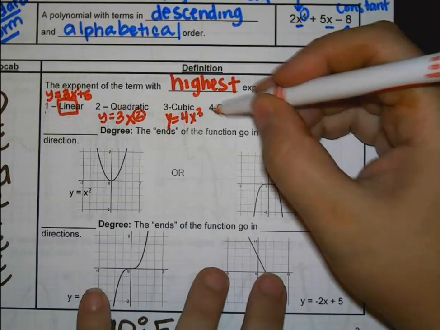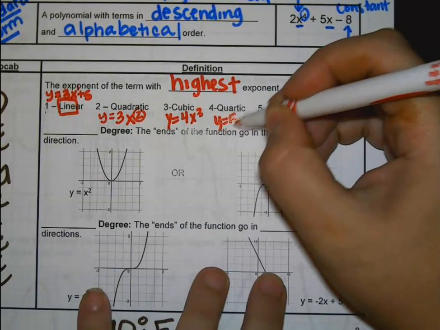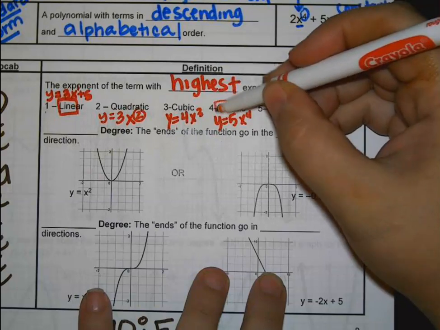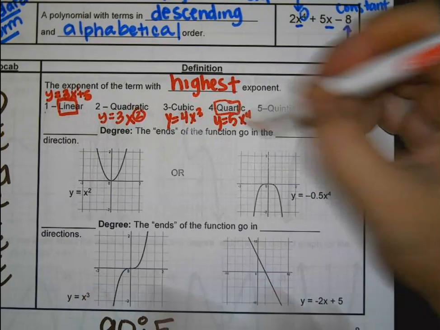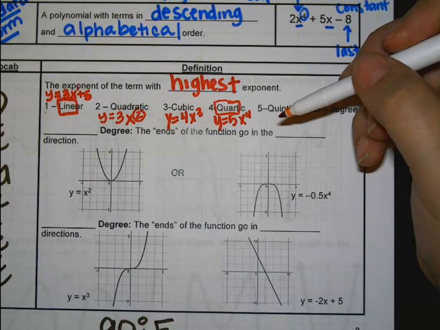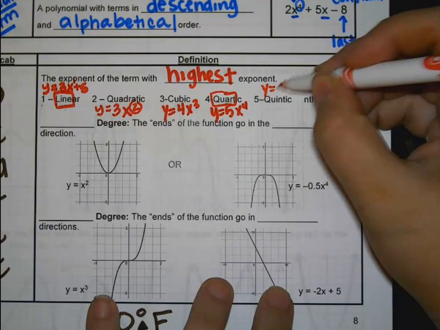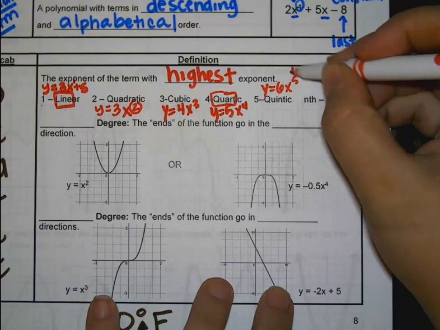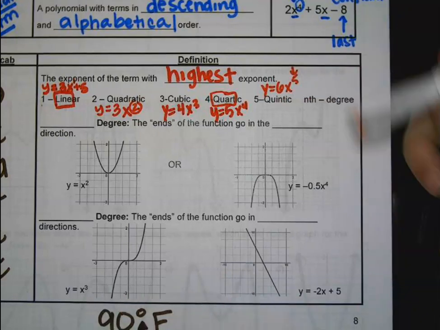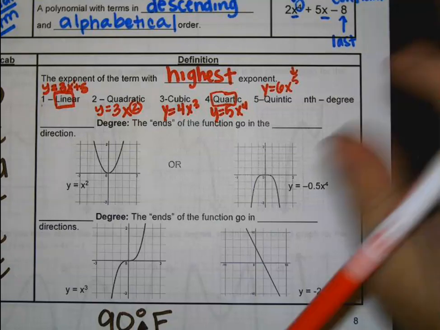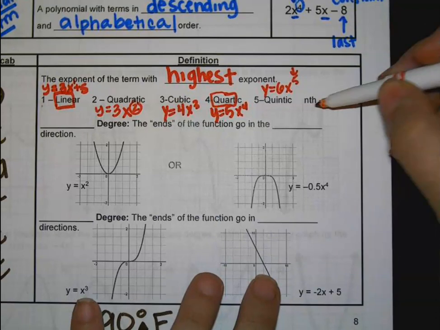When the highest exponent is a 4, we can call it a quartic. It kind of looks like the word quarter. That's how I remember it: quartic means the highest exponent is 4. When the highest exponent is a 5, we call it a quintic function. Anything higher than that, we don't learn a special word for it. We would just call it an nth degree.